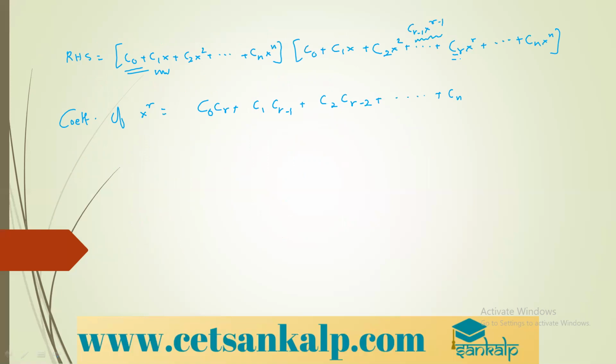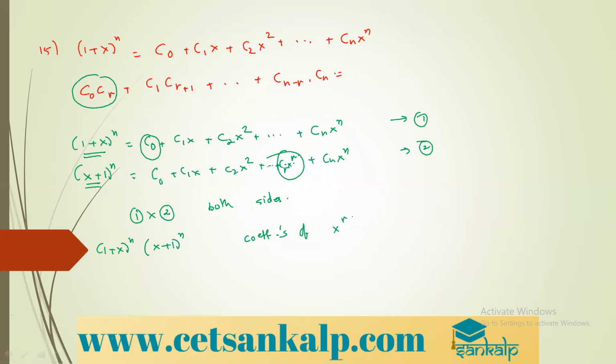C0 I am multiplying with Cr. C1 I am multiplying with Cr minus 1. Like that I will multiply. So Cn I will multiply with Cr minus n. In this manner, if I keep the second one the same, when I'm multiplying, what am I getting? You see, C0 Cr is matching with the question. But C1 Cr plus 1 is not matching with the question.